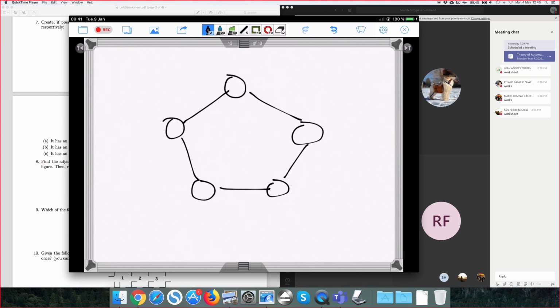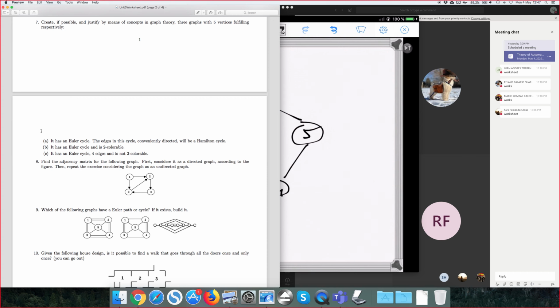Because in this graph, of course, I have an Eulerian cycle which uses all the edges. If I name these vertices with numbers from 1 to 5, the cycle 1, 2, 3, 4, 5, 1 is Eulerian because it uses all the edges once and only once, and it's also Hamiltonian because it uses all the vertices once and only once. Okay, so this case is very easy. Let's see the second one.